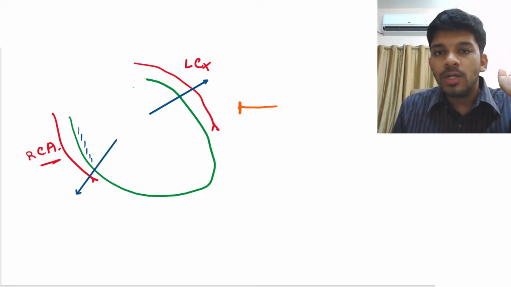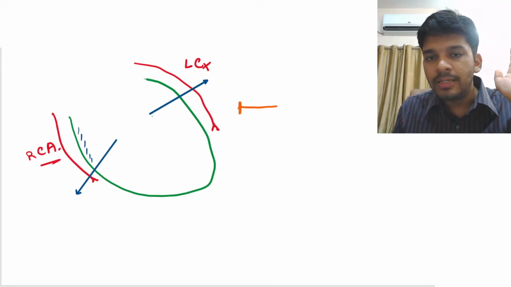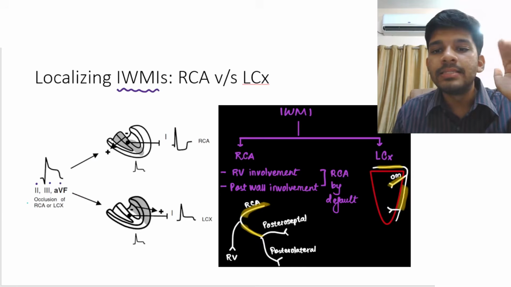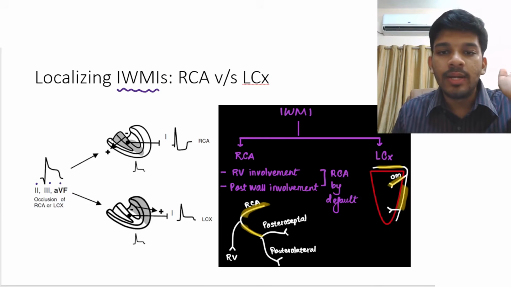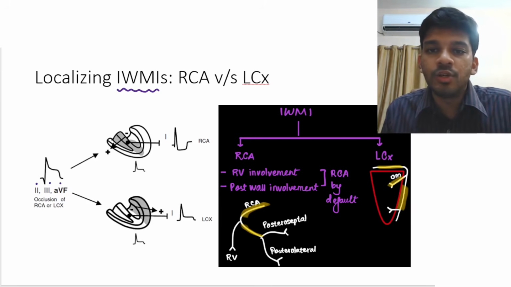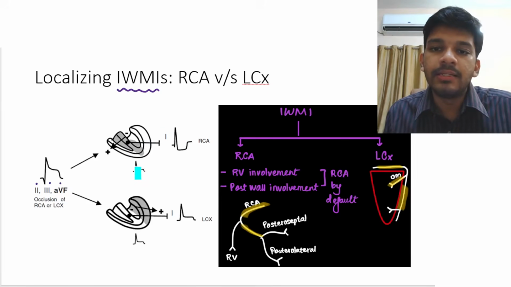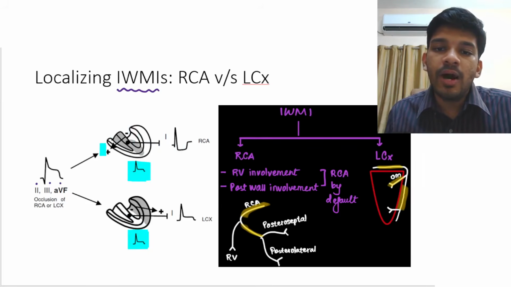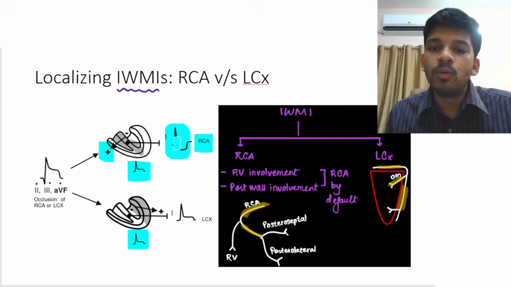In one case, in the frontal plane, its projection is facing lead 1. So ST elevation in lead 1 will be seen in case of LCX. Whereas in RCA occlusions, this vector is facing away from lead 1, and in that case you will get a corresponding ST depression in lead 1. That is what is represented here in this diagram. In both cases you have inferior leads ST elevation. In case of RCA occlusion, you get ST depression in lead 1, whereas in case of LCX occlusion, you get ST elevation in lead 1. So lead 1 becomes the clincher.